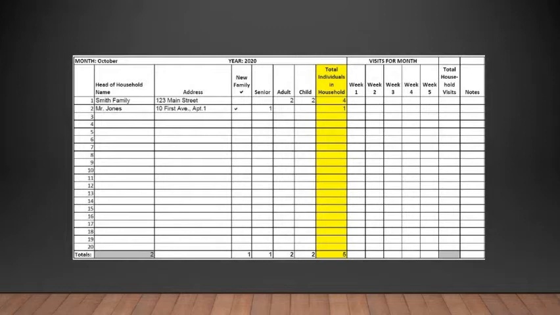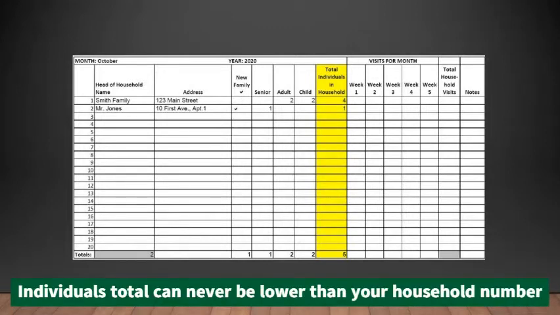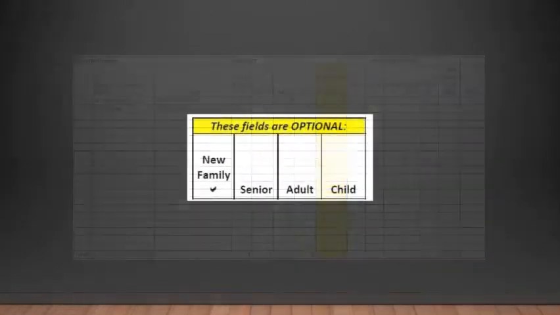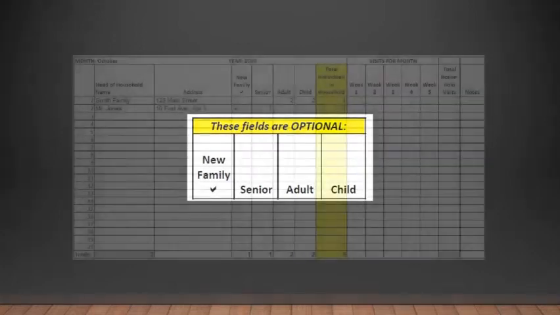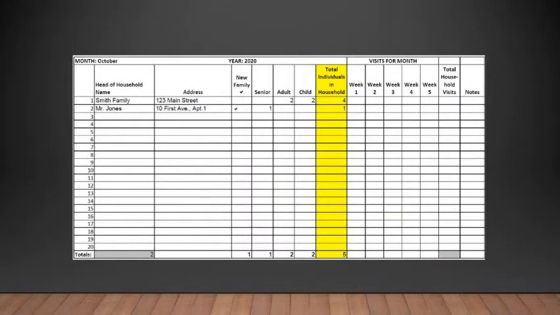Next, individuals. Simply add up the number of individuals in each household and report the total to us. Even if a guest visits your program multiple times in a month, only count them once. As a rule of thumb, your individual's total can never be lower than your household number. It is optional to collect subgroups, such as adults, children, and seniors, and these don't need to be reported to us individually. Back to the Smiths and Mr. Jones. Together, those households total 5 individuals.